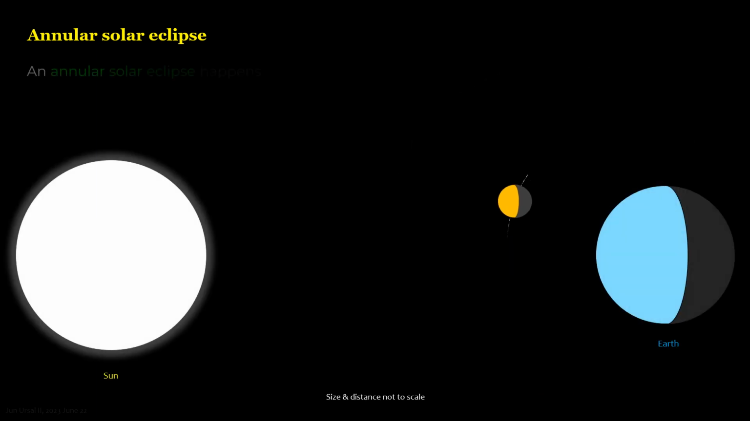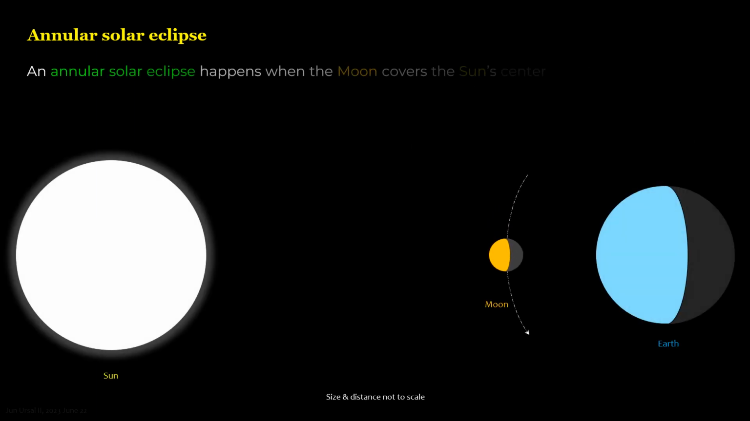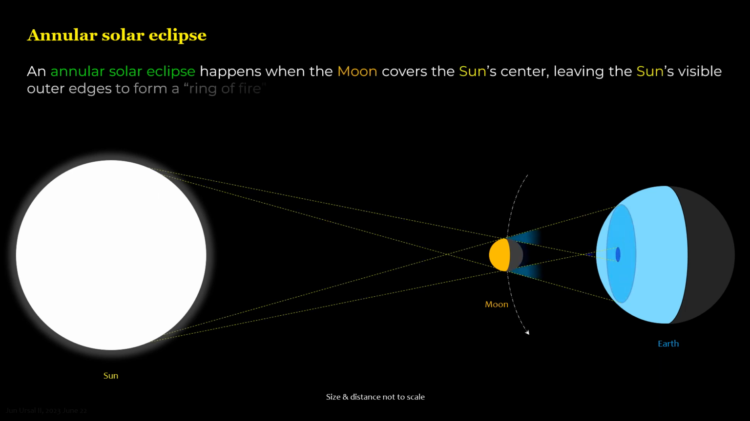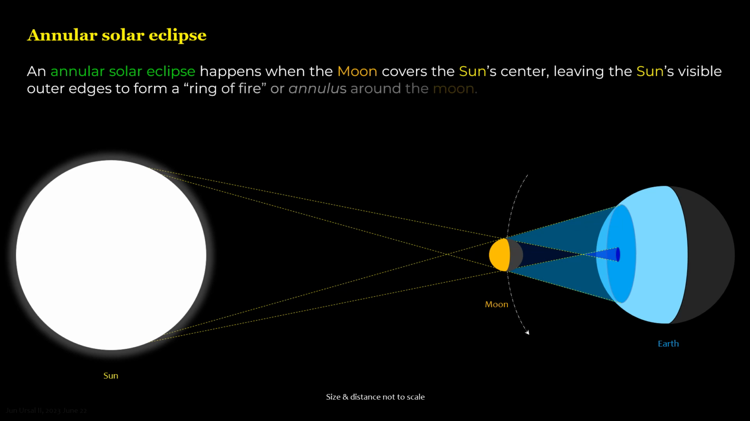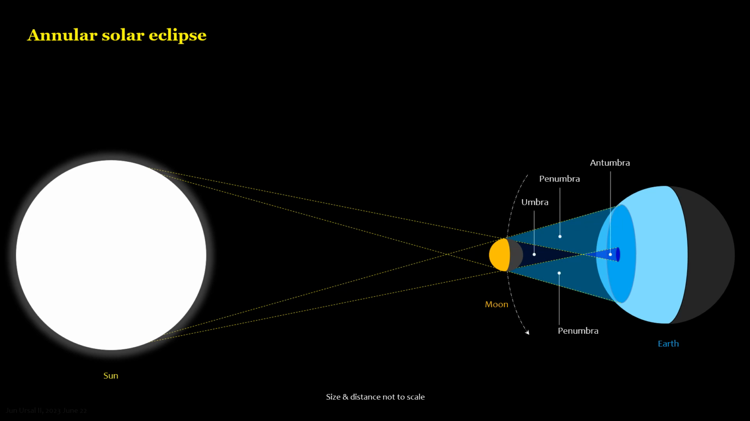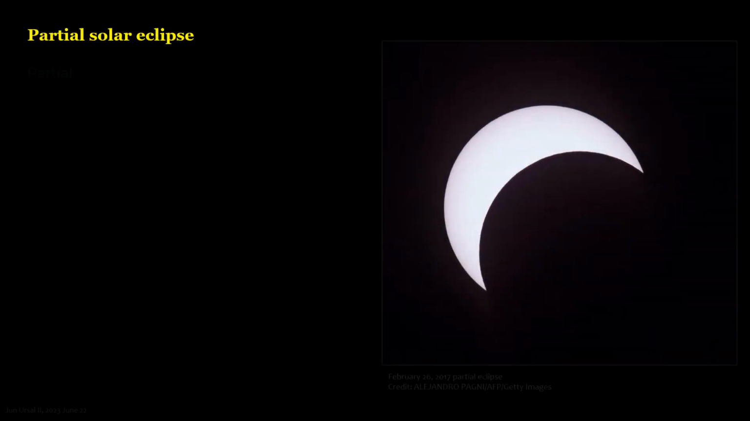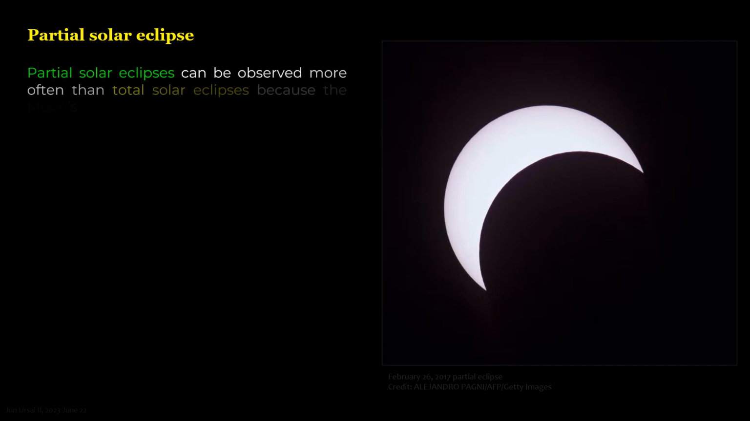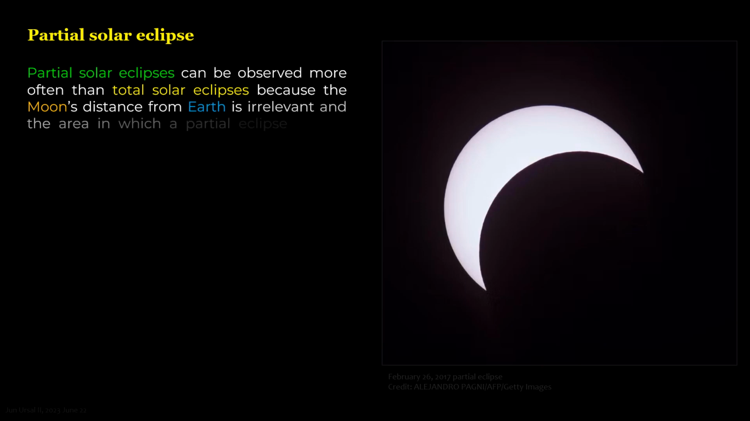An annular solar eclipse happens when the Moon covers the Sun's center, leaving the Sun's visible outer edges to form a ring of fire or annulus around the Moon. Partial solar eclipses can be observed more often than total solar eclipses because the moon's distance from Earth is irrelevant and the area in which a partial eclipse can be viewed is much larger.